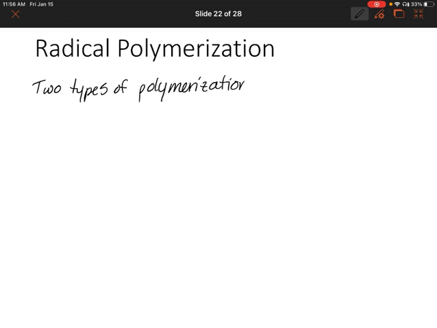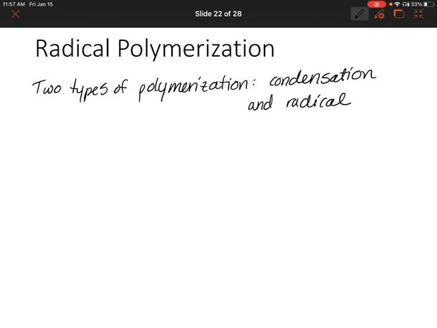So the first type is condensation polymerization, and the other type is radical polymerization. Now, in condensation polymerization, when you join two molecules together, you typically lose a water molecule or a methanol molecule in the process. So it's sort of like an elimination reaction in a way.